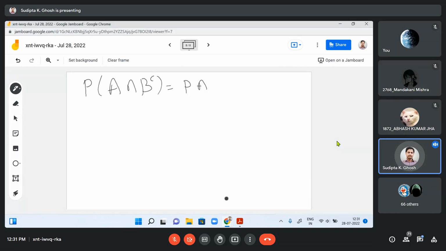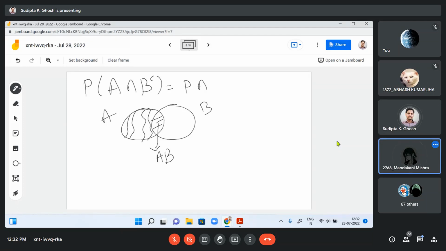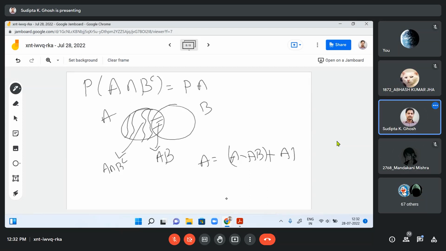That means I can think in this fashion, student. That is my A, that is my B, and that is my AB, correct? And A intersection B complement means I am talking about only this part. So I can write A is equal to A minus AB plus AB. But A minus AB is basically AB complement, correct?